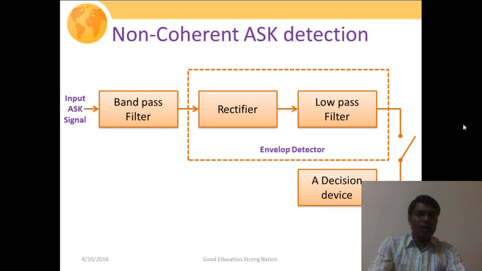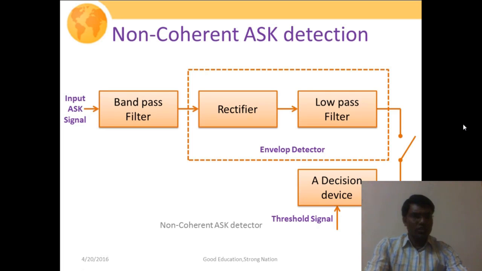Then the envelope detector output will be passed through the decision making device, which, depending upon the threshold value, decides whether the transmitted bit was 0 or 1. Let us understand the complete operation of this non-coherent detection with some waveforms. Suppose this is the output of the band pass filter, which is an ASK waveform. Presence of a pulse shows the transmitted bit was 1, and absence of a pulse shows the transmitted bit was 0.